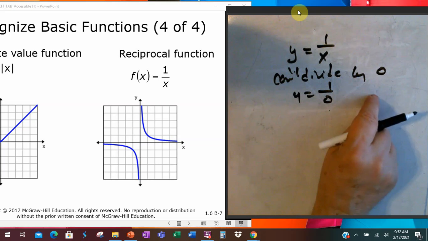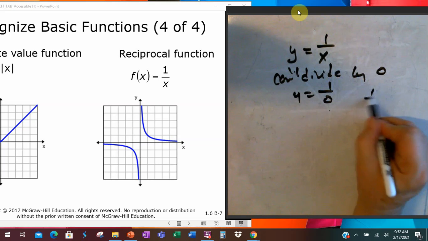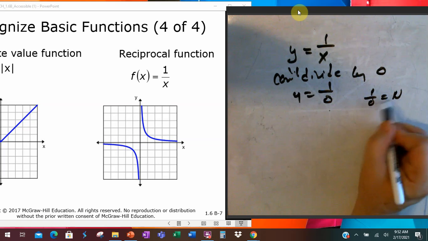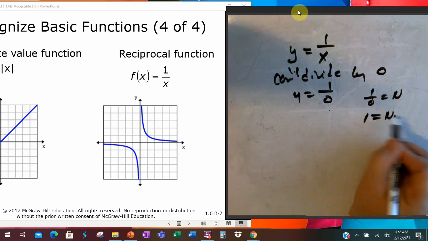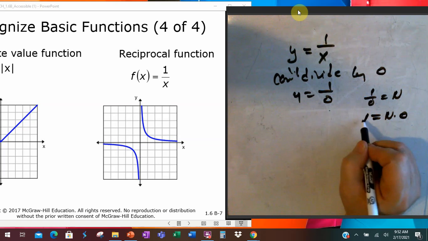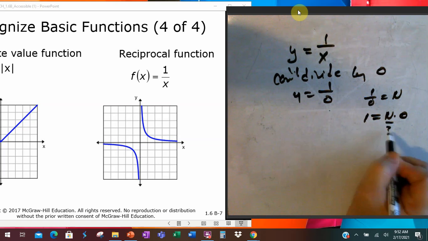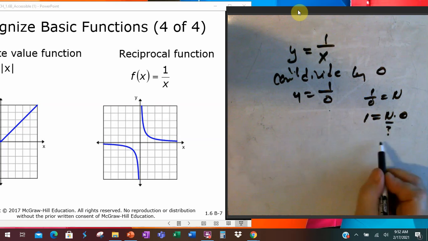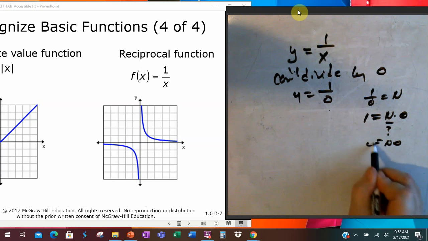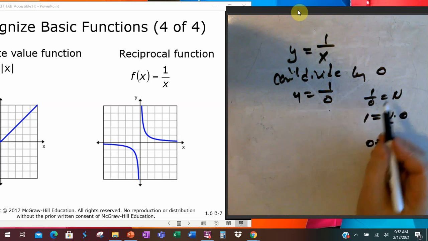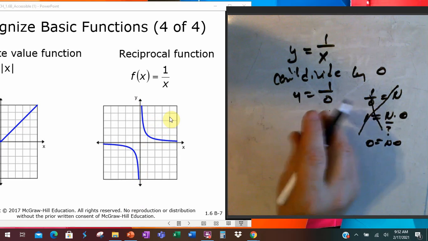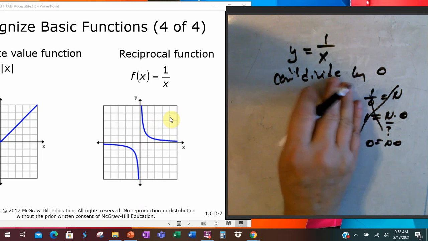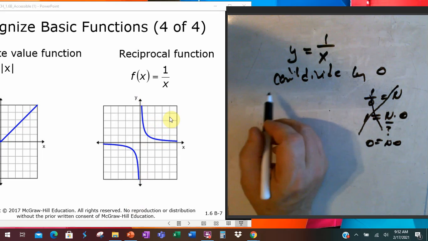I don't know any number that if I had 1 over 0 is equal to any number, and if I did my check from arithmetic days, I'd say, okay, if this was that number, 0 times n would be equal to 1, but I don't know any number that when multiplied by 0 gives 1. This should be 0, okay? So I can't do this. So over on the side, I know I can't do this, but what happens as x goes through different things, okay?